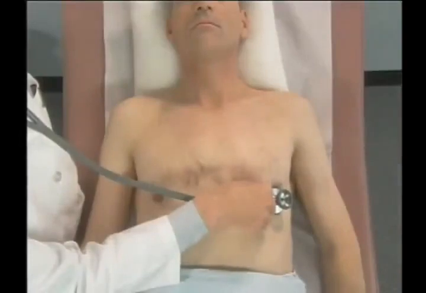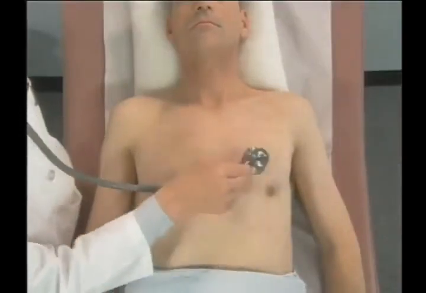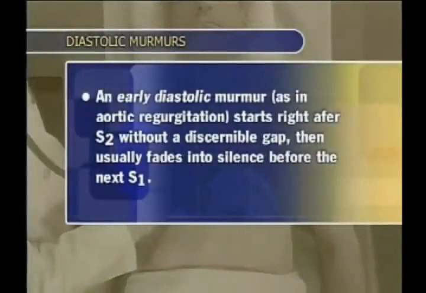Let's turn our attention next to diastolic murmurs. An early diastolic murmur, as in aortic regurgitation, starts right after S2 without a discernible gap, then usually fades into silence before the next S1.